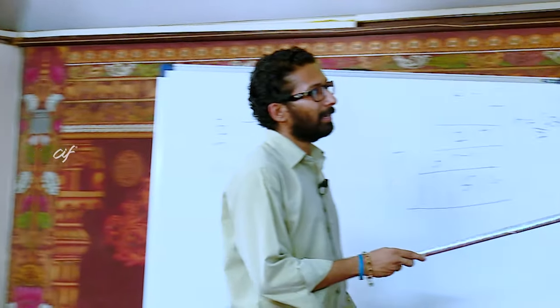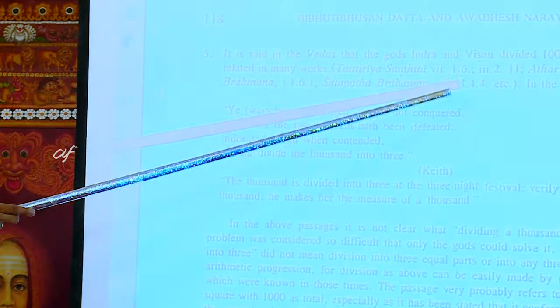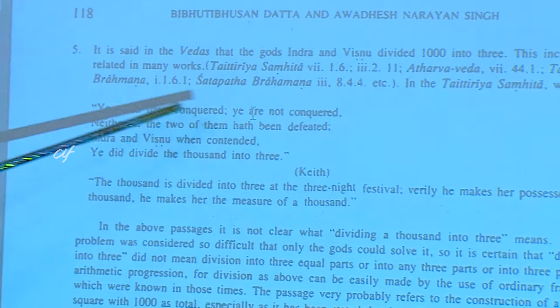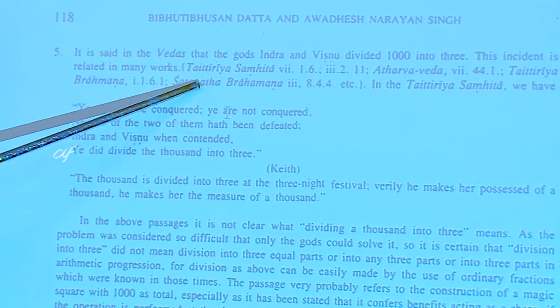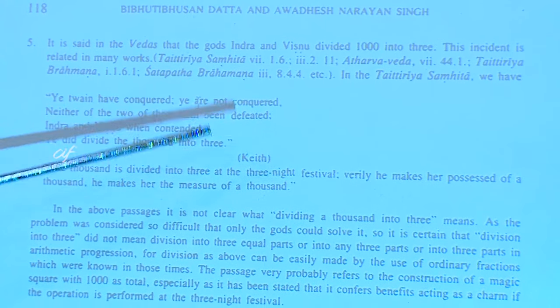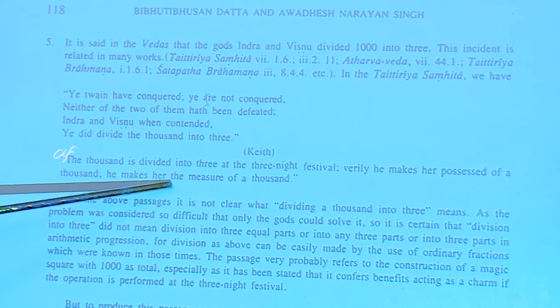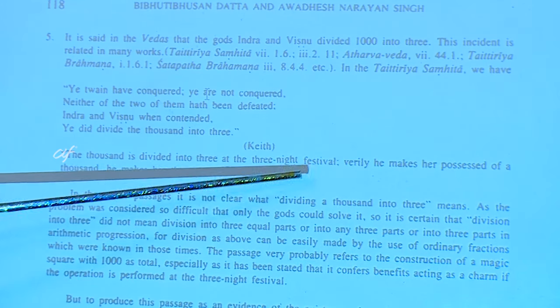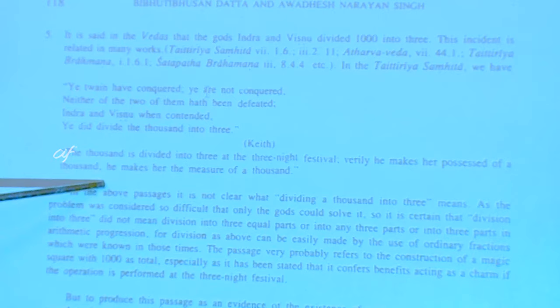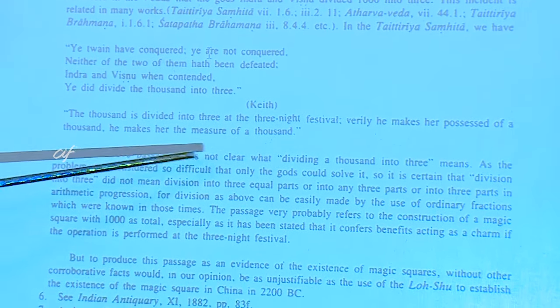It is said in the Veda that the gods Indra and Vishnu divided 1000 into 3. This incident is related in many works: Taittiriya Samhita, Atharva Veda, Taittiriya Brahmana, and Shatapatha Brahmana. In Taittiriya Samhita, this is the verse: 1000 is divided into 3 at a 3-night festival. Verily he makes her possessed of 1000 and he makes her the measure of 1000.